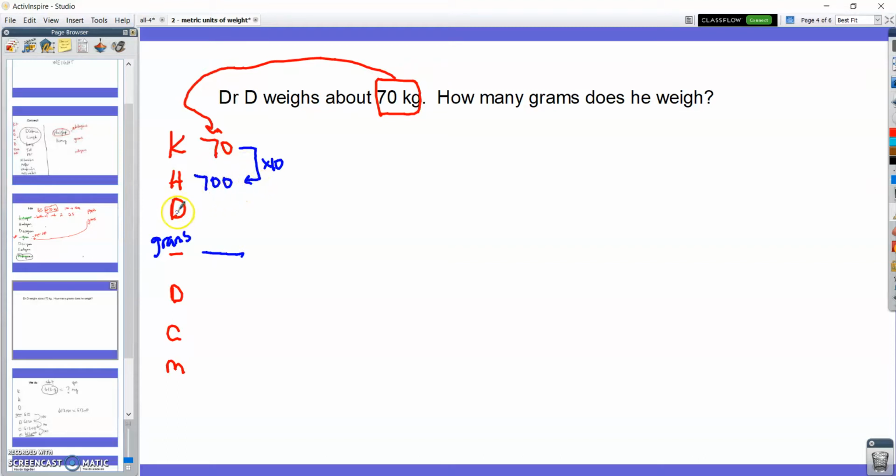There are 10 decagrams in a hectogram. So each of those 700 is 10 decagrams. So I weigh 700 times 10, which is 7,000 decagrams.